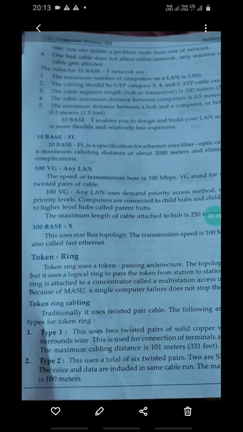Type 2 uses a total of 6 twisted pairs: 2 are STP and 4 are UTP. Voice and data are included in the same cable run. The maximum cable distance is 100 meters. Then Type 3. This uses UTP copper with a minimum of 2 twists per inch. This is low cost cable. Signals cannot travel at faster speed. The maximum cable distance is 45 meters.